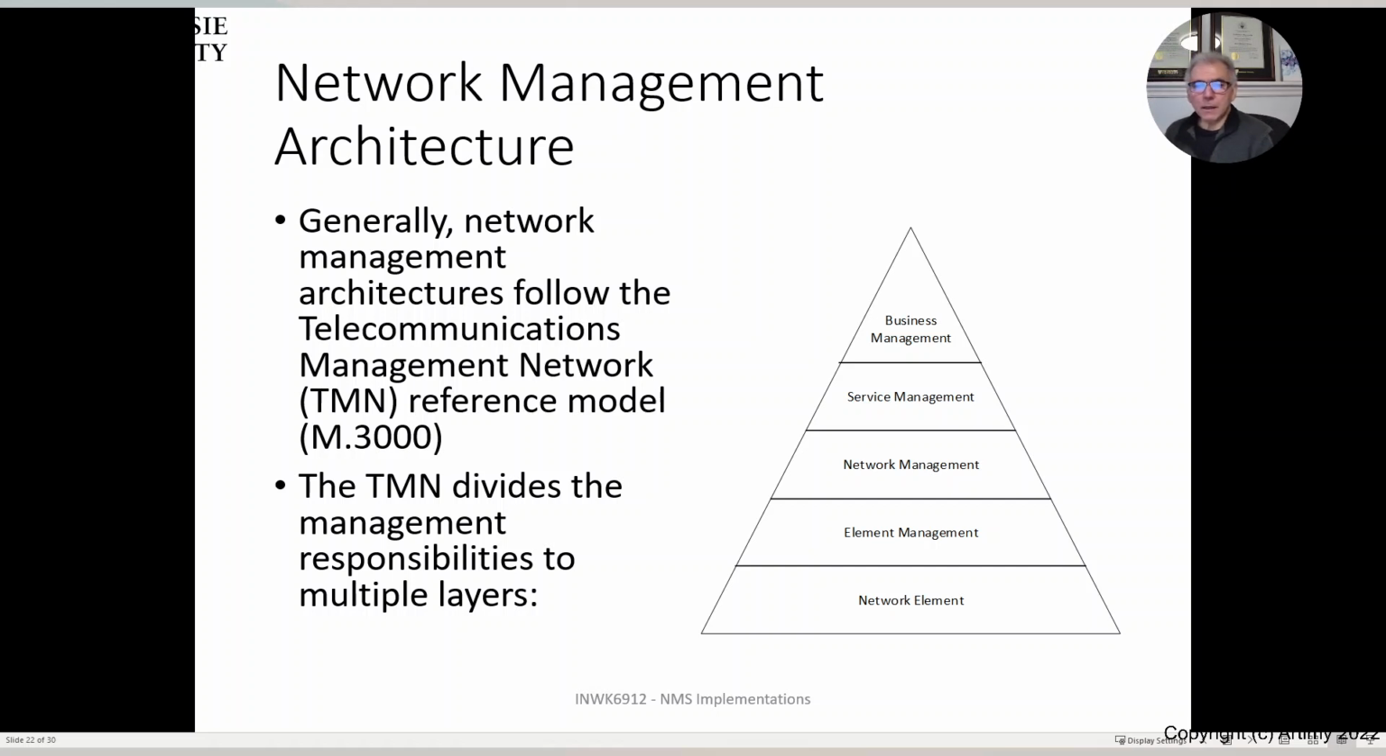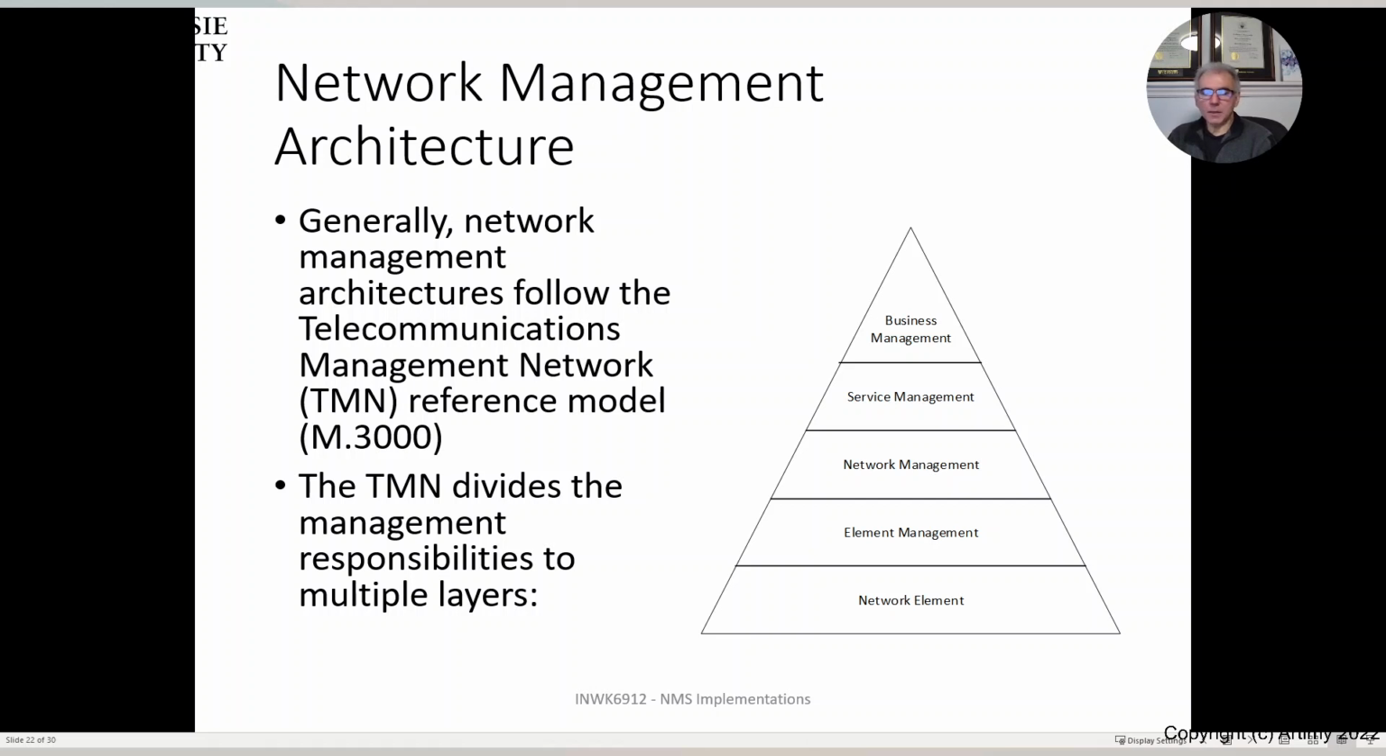All right, so the other reference model or network management model that we use is the TMN, Telecommunications Management Network. It is described by a set of standards, and the standards themselves are referred to as M.3000. And as I said before, they're not compatible with the OSI, but they have similarities as well.